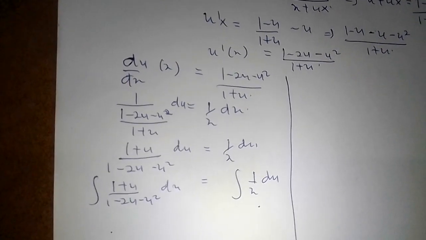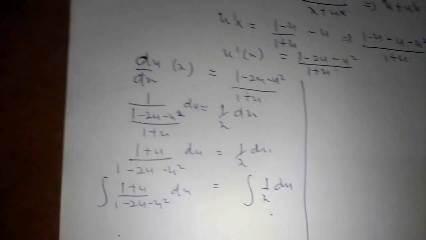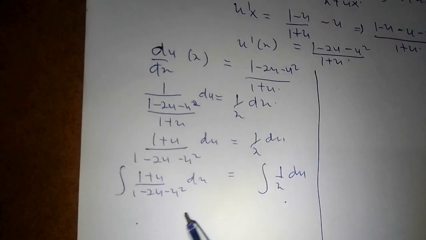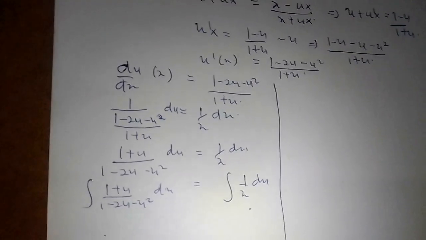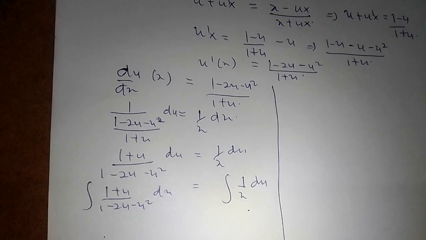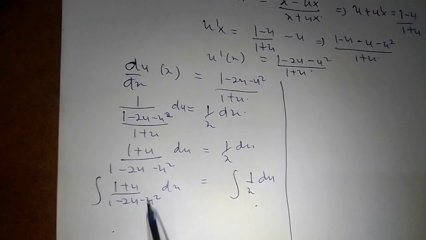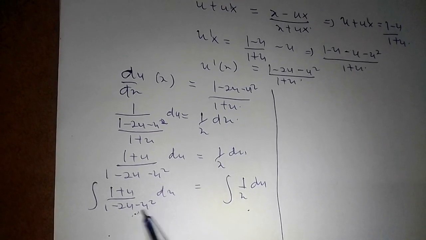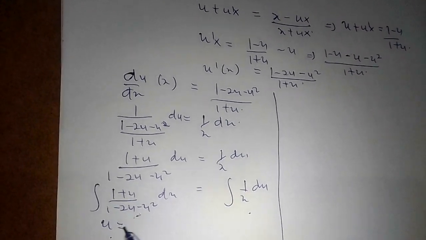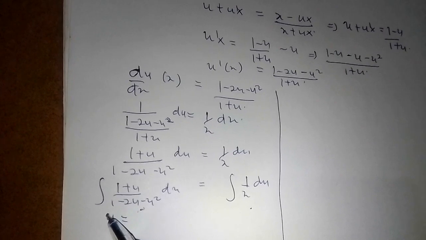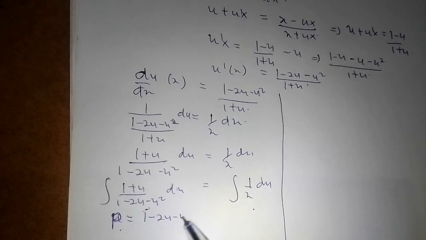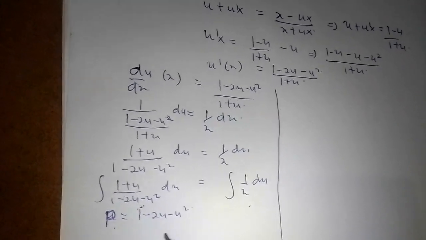So at this point, what am I getting? We have the integral of this, so applying our integration skills, what are we getting here? Here I can make a substitution so that I can have p equal to 1 minus 2u minus u squared. That is solving this alone.